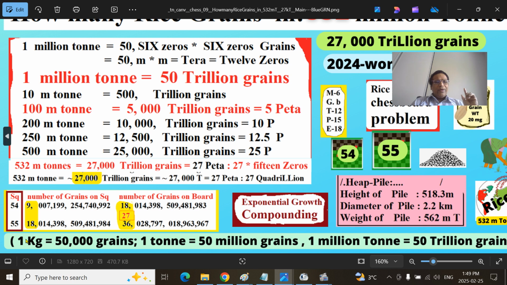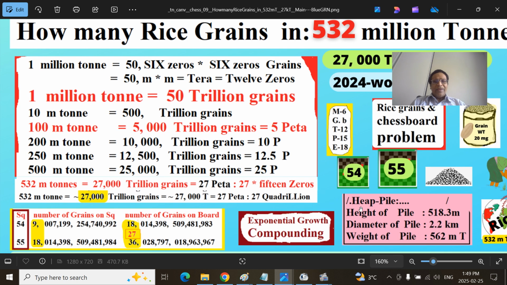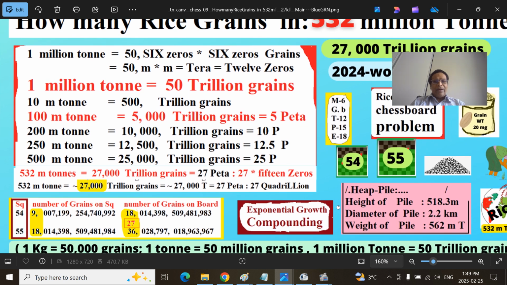1 kilogram contains 50,000 grains. A ton means 1,000 kilograms, so 50 million grains. And a million tons means 50 trillion grains. Million times million is trillion, 6 plus 6, 12 zeros. So you have to keep this in mind. I will not go over it again.